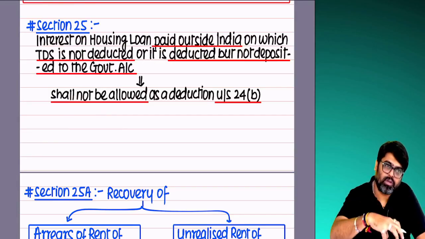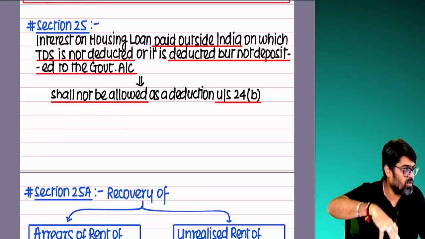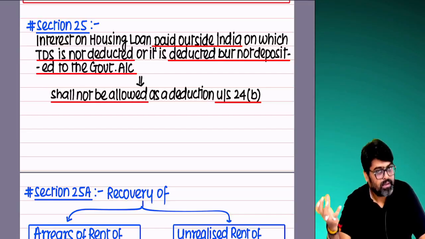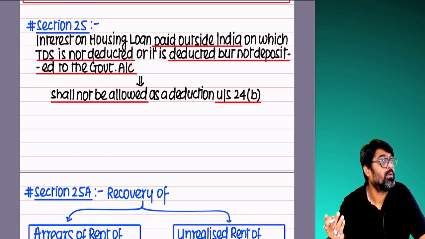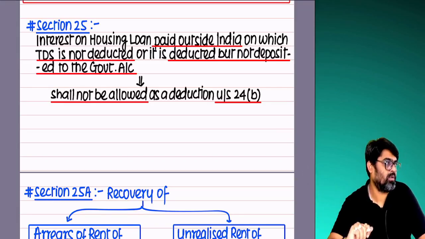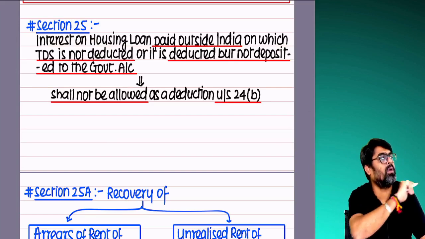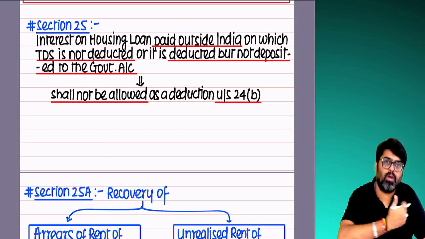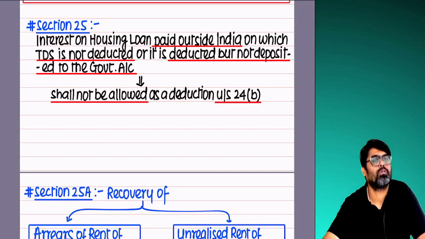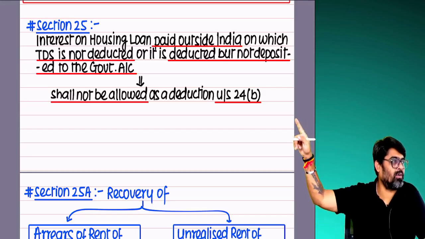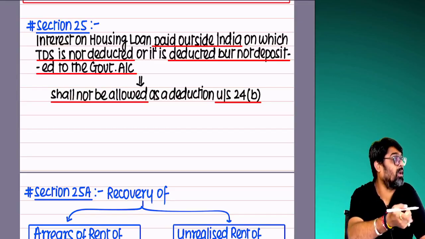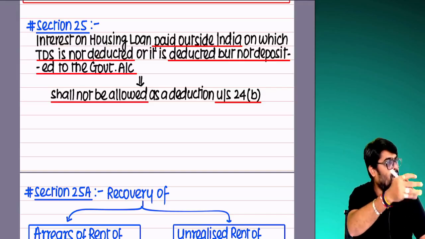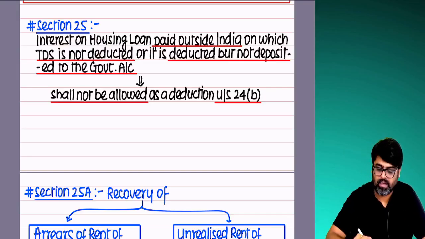The interest on housing loan which you are paying outside India, on that TDS was supposed to be deducted. But without deducting TDS, you paid that amount. So because of you, the government will not receive tax, and there is a loss to the government. You also will lose your deduction. That interest which you sent outside India was interest on housing loan, which you could have claimed as a deduction under 24 clause B, which we will now not allow. We will disallow that interest. Section 25.